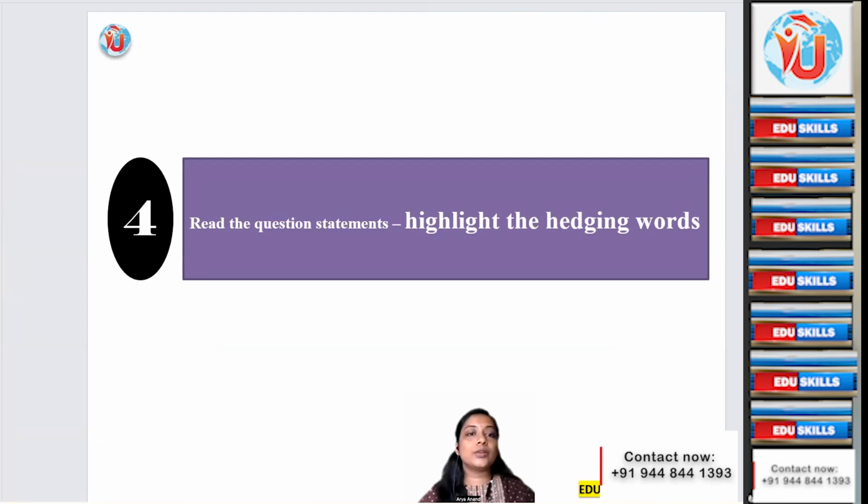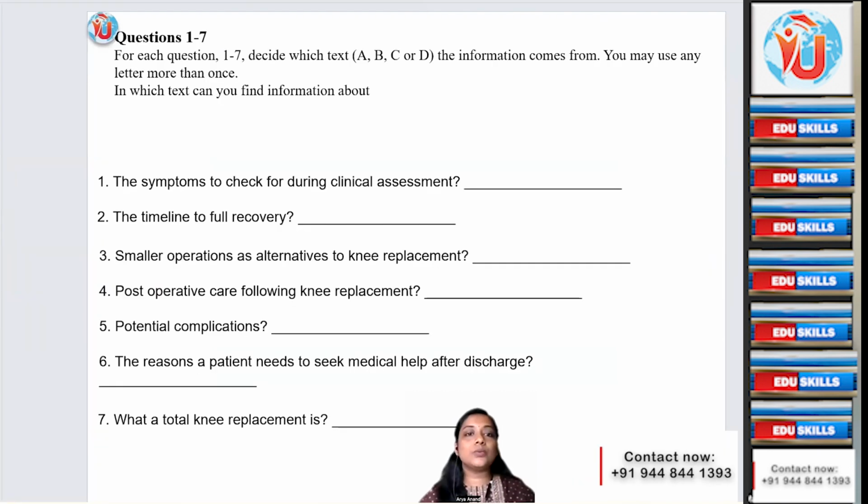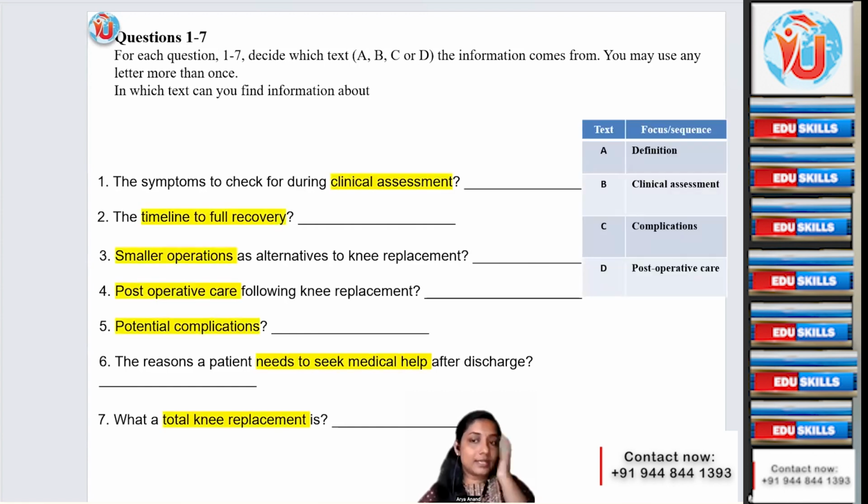Your question will be like this, questions 1 to 7. For each question 1 to 7, decide which text, A, B, C, or D, the information comes from. You may use any letter more than once. In which text can you find the information about? So you have to find out from which text the particular information is from. You can write the answers in your printed material. No need to tell the answers now.